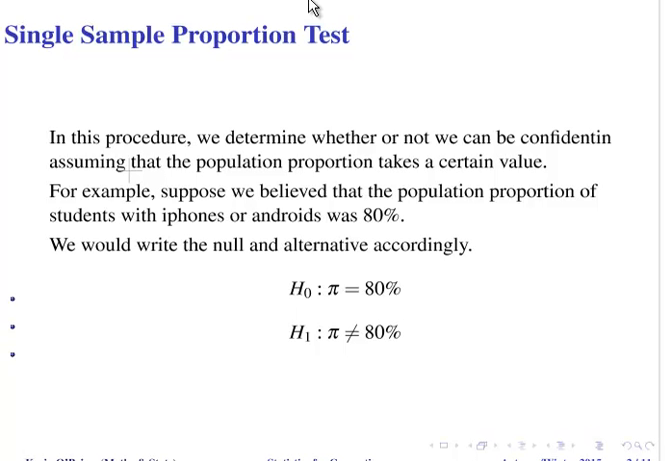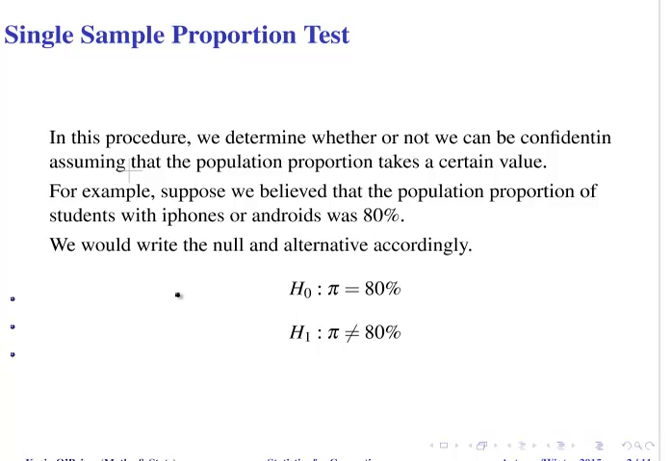In this presentation, we are going to look at proportion tests. So single sample and two sample tests for proportions. I'm going to use the R programming language as well. In this procedure, what we want to do is determine whether or not we can be confident in assuming that the population proportion takes a certain value.